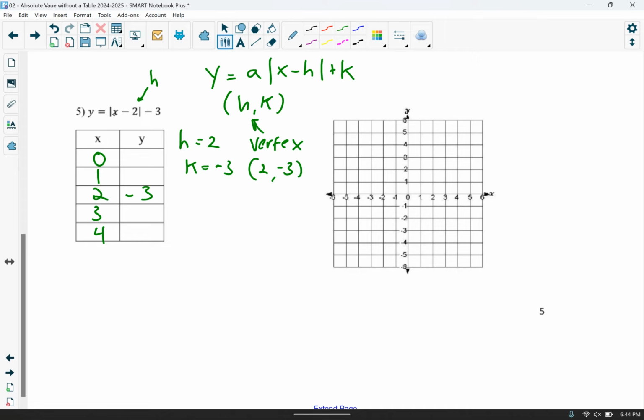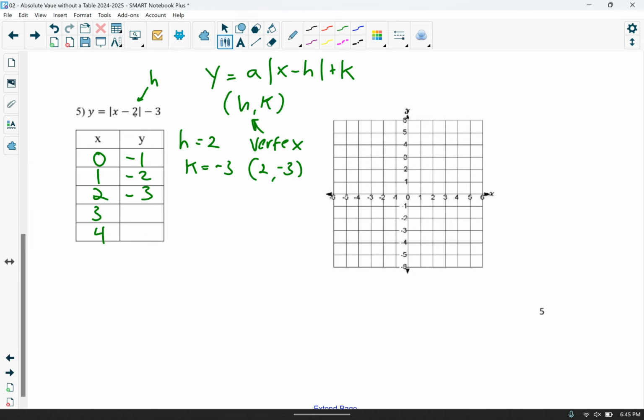So when x is 0, 0 minus 2 is negative 2. Absolute value of negative 2 is positive 2. Positive 2 minus 3 is negative 1. When x is 1, 1 minus 2 is negative 1. Absolute value of negative 1 is positive 1. Positive 1 minus 3 is negative 2. Then we have our vertex.